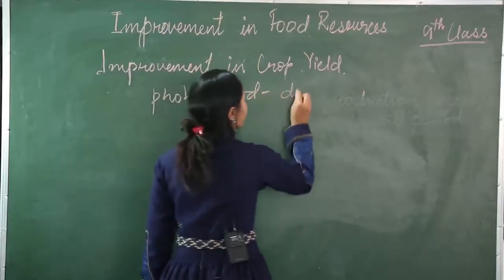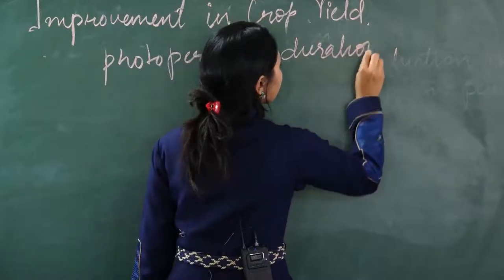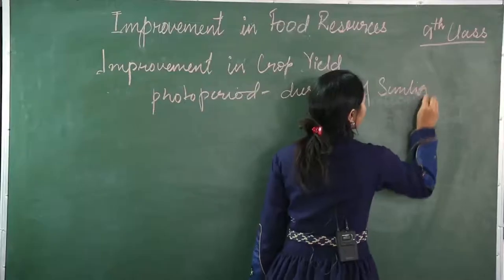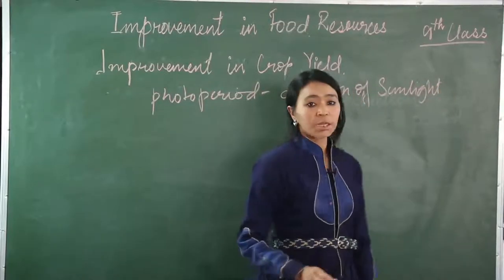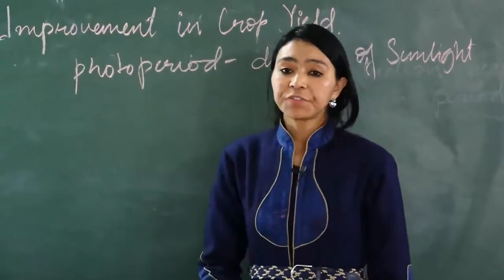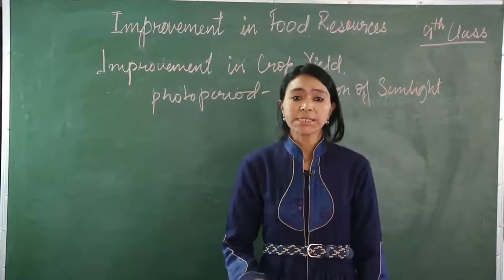It is the duration of sunlight. Different crops need different photoperiods. So different crops need different photoperiods.